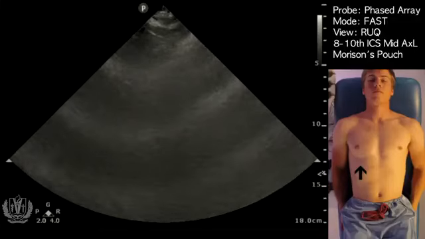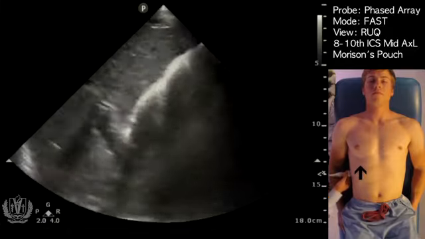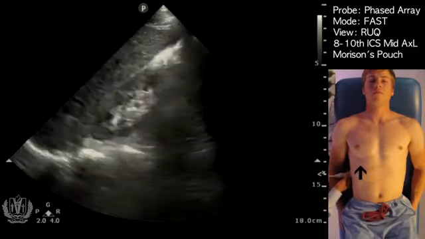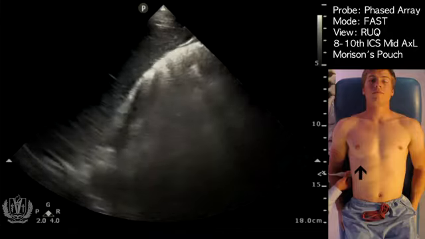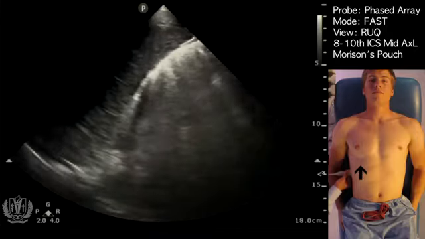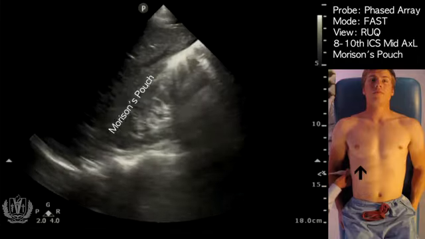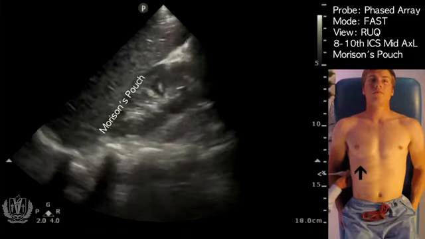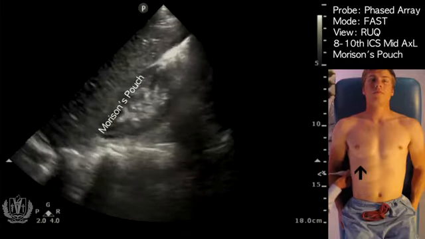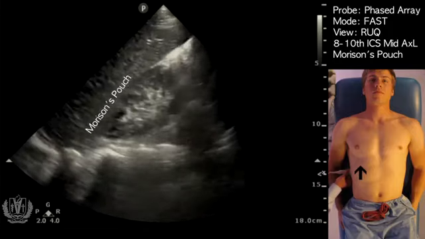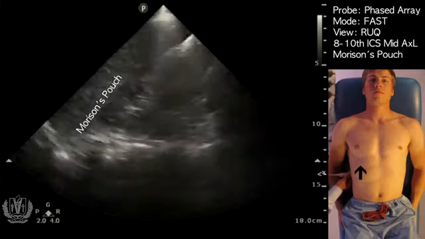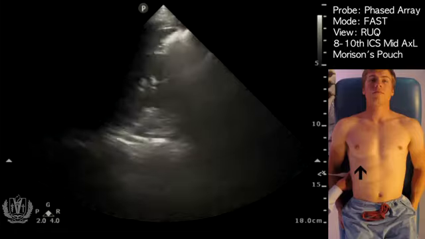So the first scan is the right upper quadrant scan. So here is the right upper quadrant scan. Indicator's up towards the head. It's around the 8th to 10th intercostal space in the mid-axillary line. And you're looking for Morrison's pouch, the space between the liver and the kidney, for free fluid. Make sure, in addition, you look towards the edge of the liver because sometimes fluid can track there also.